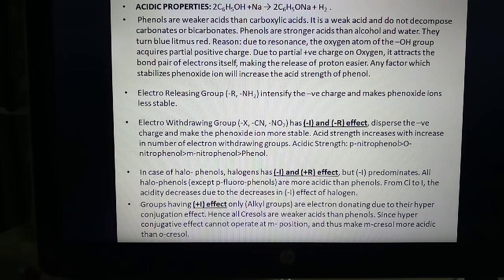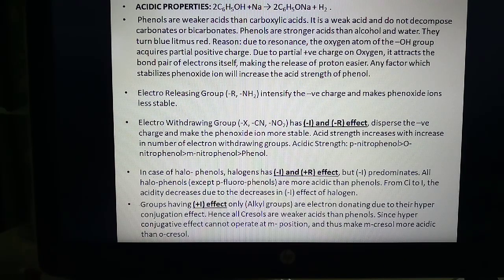Let us go to the other point about the halophenols. So yes, students, in the case of halophenols, halogens have a minus I and a plus R effect, but minus I predominates. All halophenols, except para-fluorophenol, are more acidic than phenol. And if you go down the series of halogens from chlorine to iodine, you would see the acidity decreases. It is all due to the decrease in the minus I effect of the halogen.